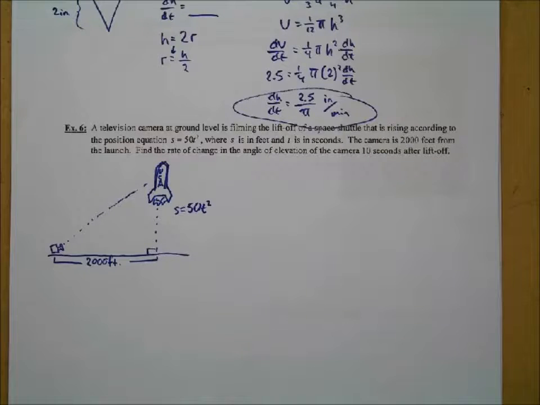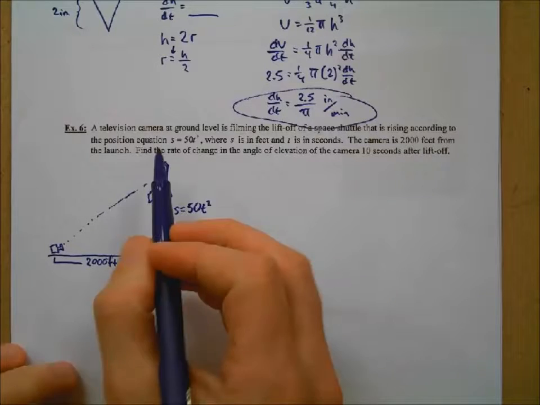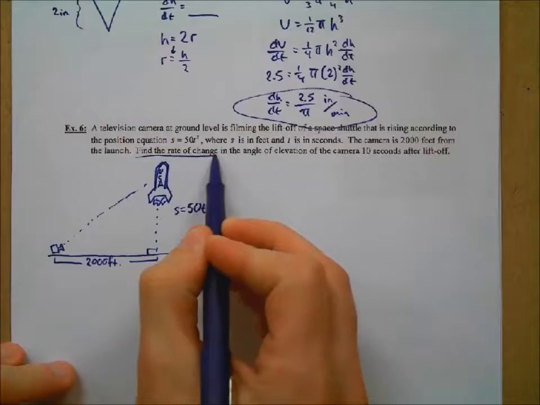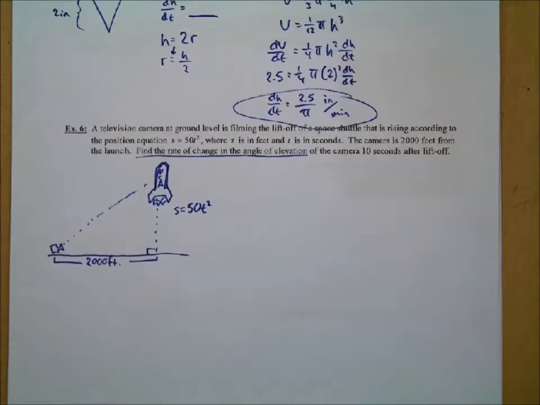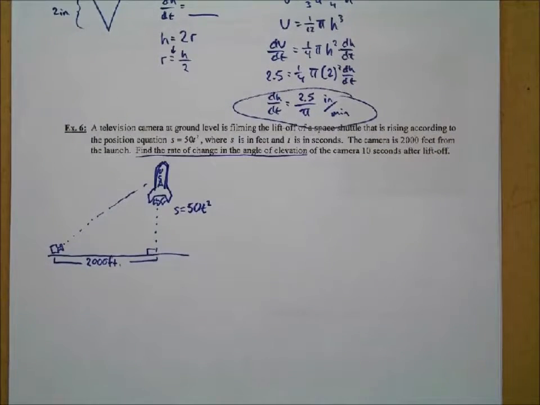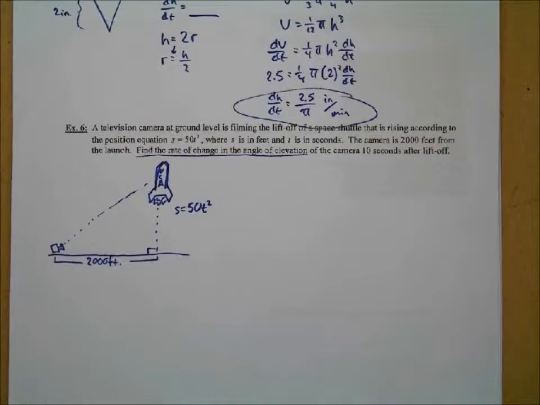And it says to find the rate of change in the angle of elevation of the camera 10 seconds after liftoff. Okay. So, what is the variable that we're trying to find here? Or what can we name that variable for the rate of change in the angle of elevation? How will we name that? dA over dt? We could use that.